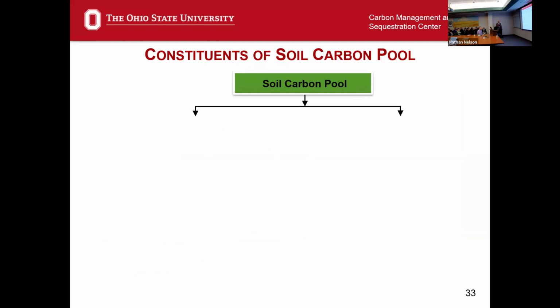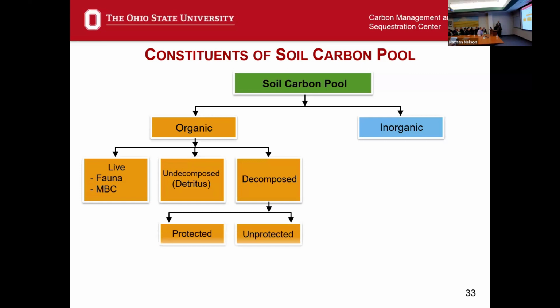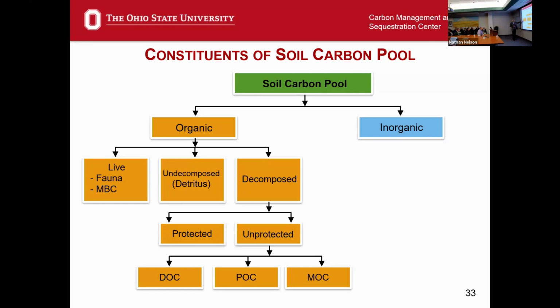Then Dr. Kosa also asked me a question about the link between organic and inorganic, which is very critical for this region, this climate. So first take the organic carbon. I was drawing this graph this morning also. The organic carbon has different components. We have live fauna, microbial biomass carbon. Dr. Rice and group have done a lot of work on that. Undecomposed detritus material and decomposed. Decomposed is protected and unprotected. Protected can be chemically protected, physically protected, biologically protected. Unprotected, of course, the dissolved organic carbon, particulate organic carbon, macroorganic carbon.